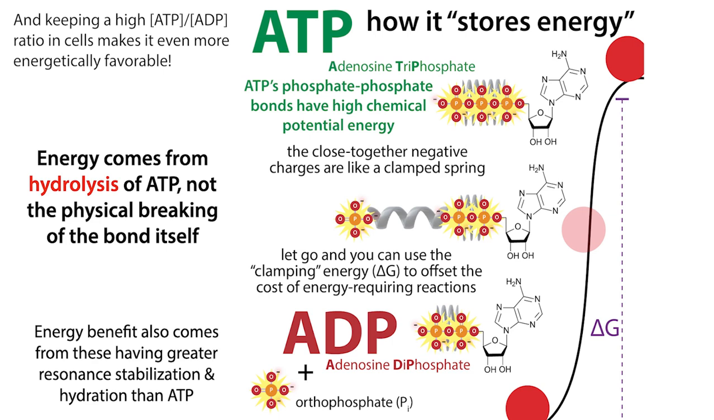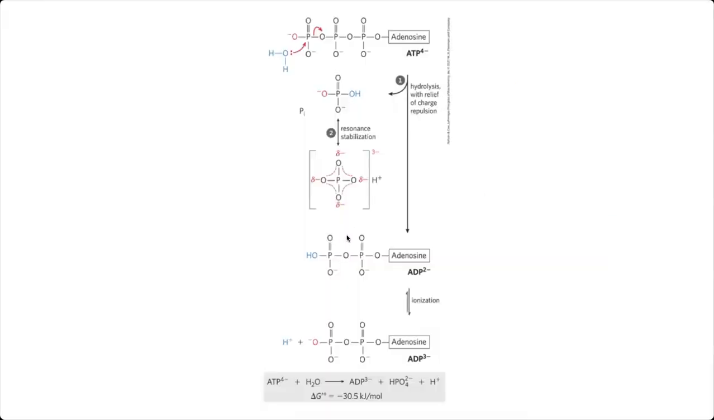Remember how we talked about the hydrolysis of ATP? How the breaking of that bond was not going to be energetically favorable, how it's always going to be endergonic to break a bond. It's always going to require energy to break a bond. However, if we consider what you get out of it, the reactions that happen afterwards, the resonance stabilization of the phosphate group, the charge repulsion, all of these things that come from the hydrolysis of ATP are going to make it thermodynamically favorable.